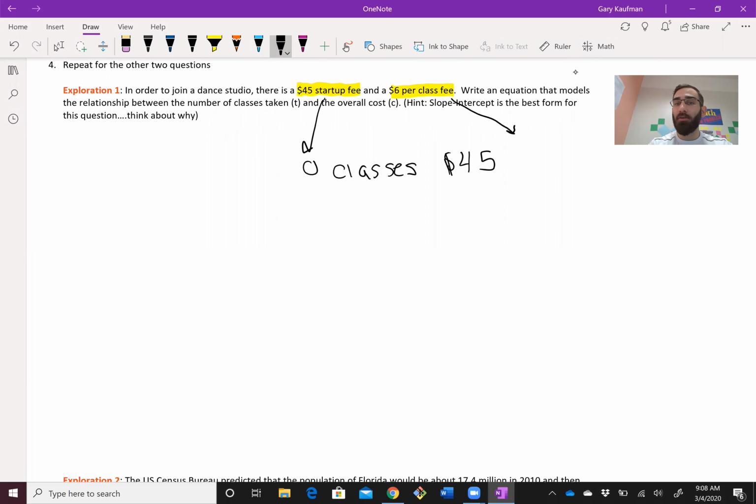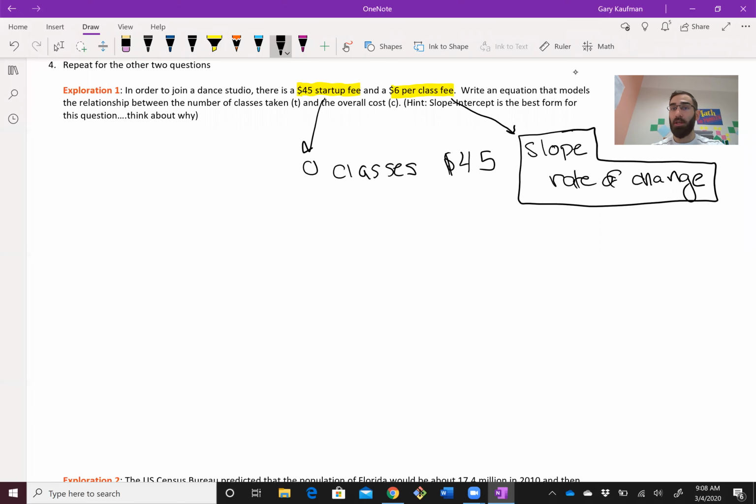Now, another word for slope when it comes to word problems is rate of change. So in your notes, you should write that rate of change is equivalent to slope. It's a synonym, but it's what we discuss when we're dealing with a word problem. Now, we're looking at the information and we're told that we have the number of classes taken. So write a relationship where the number of classes taken and the overall cost are our 2 variables.